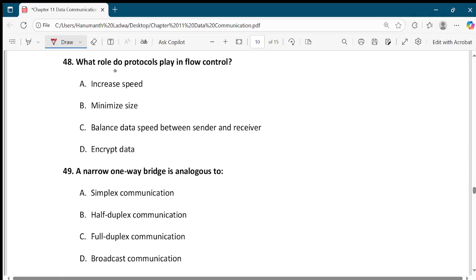Question number 48. What role do protocols play in flow control? Option A, increase speed, B, minimize size, C, balance data speed between sender and receiver, D, encrypt data. Here option C is the right answer. Question number 49. A narrow one-way bridge is analogous to option A, simplex communication, B, half duplex communication, C, full duplex communication, D, broadcast communication. Here option B, half duplex communication, is the right answer.